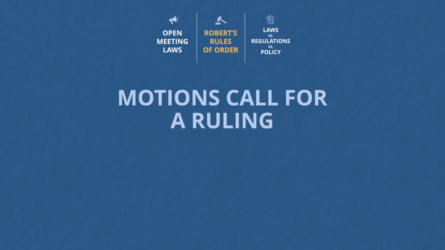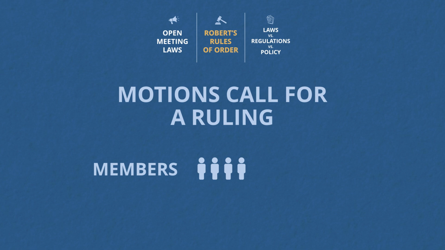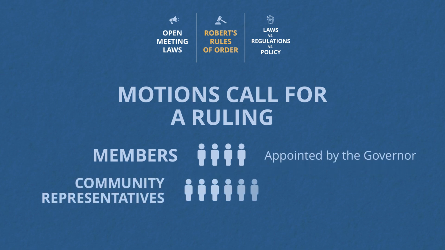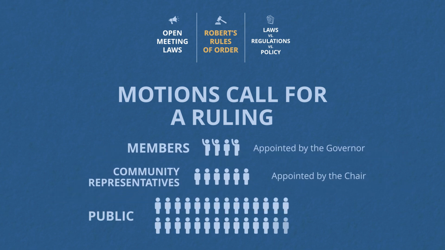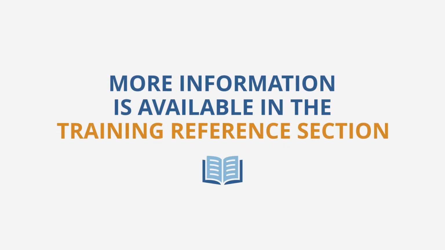For example, on the state ICC, members are appointed by the governor. The community representatives are appointed by the chair. Only the ICC members have the right to vote. However, community representatives and other members of the public have the right to provide public input at the meeting regarding items being discussed. There are many resources on Robert's Rules of Order online and in your reference section.